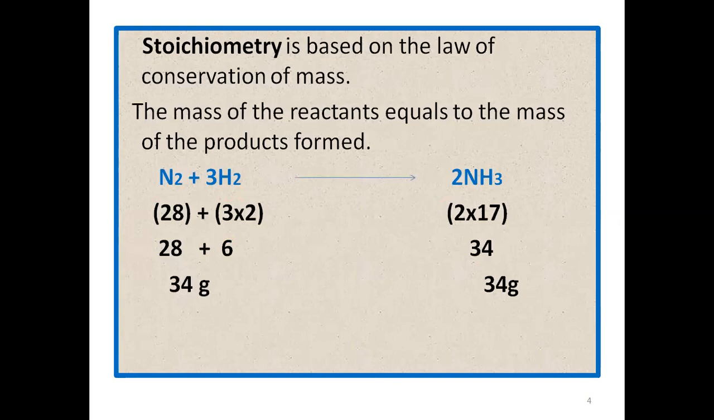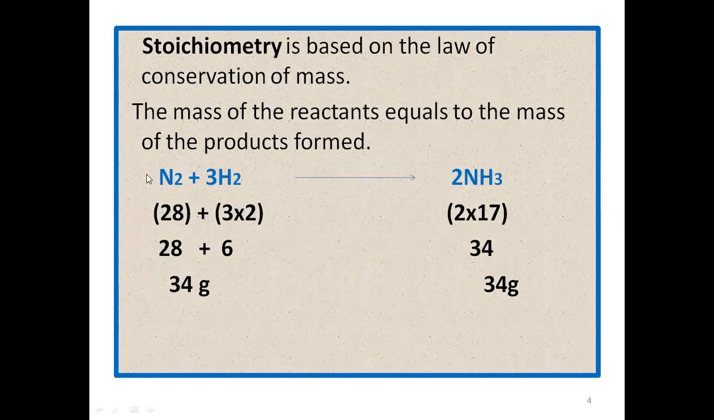Stoichiometry is based upon the law of conservation of mass, which means the mass of the reactants is equal to the mass of the products formed. According to the law of conservation of mass, mass can neither be created nor destroyed. The amount of mass remains the same before the reaction and after the reaction.